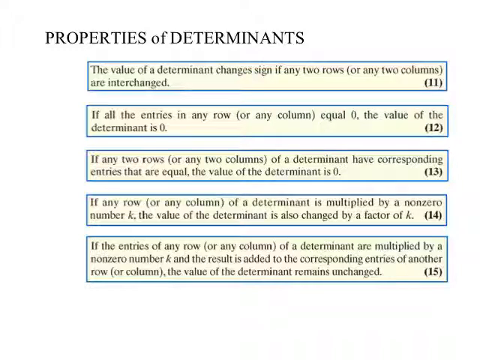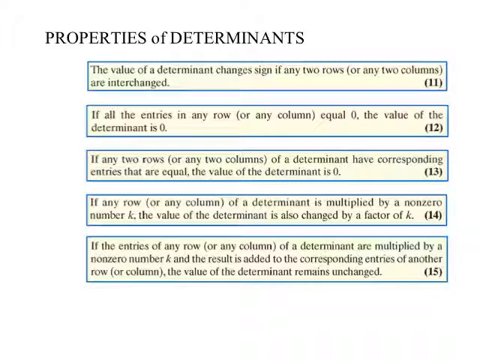So the first one, the value of a determinant changes sign if any 2 rows or any 2 columns are interchanged. How I would test that is come up with a determinant, just either a 2 by 2 or a 3 by 3, calculate it out, then switch 2 rows and calculate it again and see that, let's say the answer was 3, now it's negative 3. Or if the answer was negative 17, now it's positive 17.